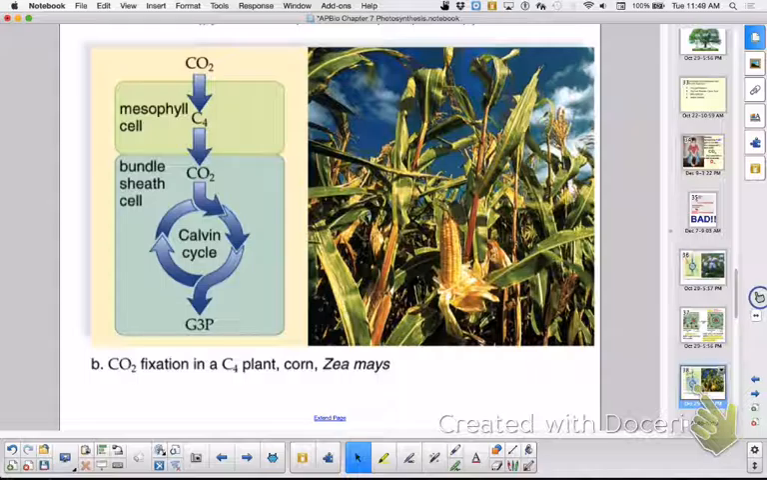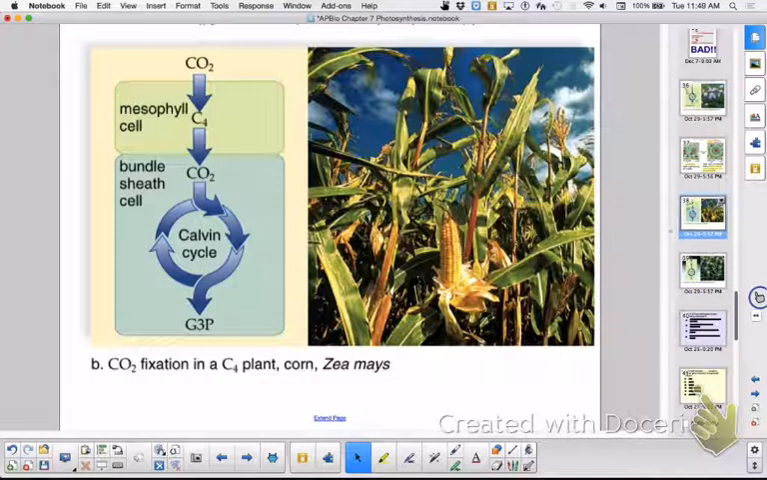Youngest bio buddy, talk right now. Talk about these C4 plants. What's going on? Go ahead, put it in your own words. How is this an adaptation? Okay. So this is an adaptation to avoid photorespiration.